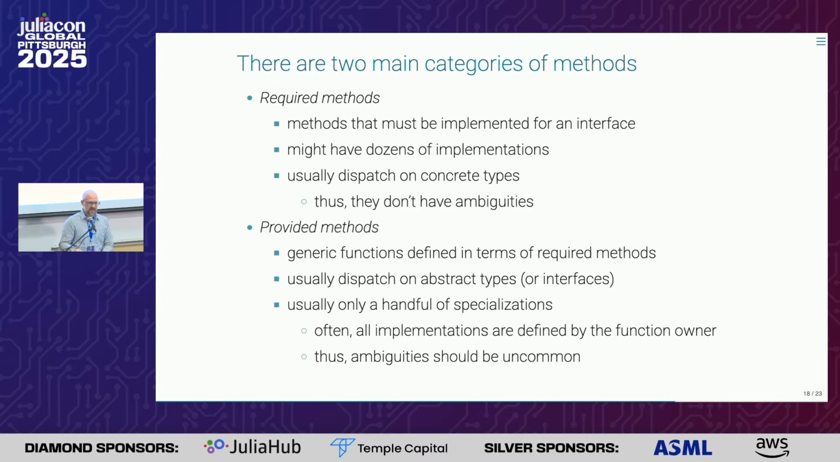So the other category of methods then is provided methods. These are typically very generic functions that are defined in terms of the required methods in one or more interfaces. So they usually dispatch on abstract types, or in our case, interfaces. But they usually only have a handful of specializations. And oftentimes, those implementations are defined by the function owner. So there's still no issue with ambiguities because there's only a handful of specializations, and most of them are controlled by the owner of that function, of that provided method.